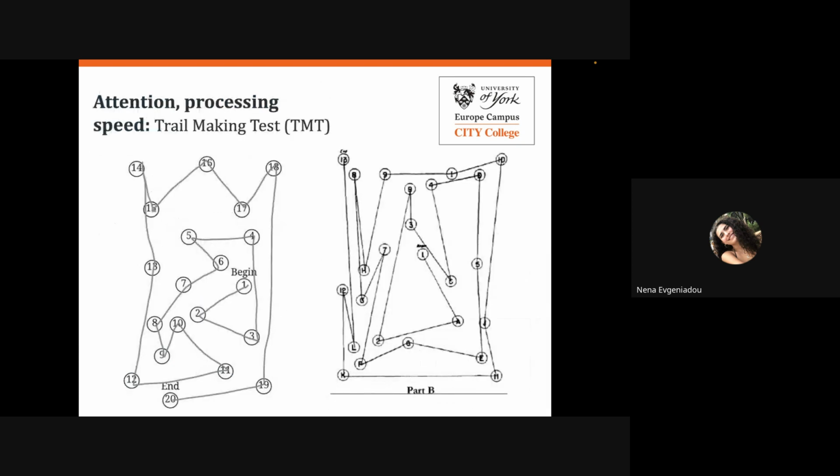So we can then perform the Trail Making Test. This is part A, as you can see here. This is part B. We request the patient to draw a continuous line in order from number to number. And in part B, we have letters being added, a continuous line in order, 1-A, 2-B, and we record the time that they need to complete this.